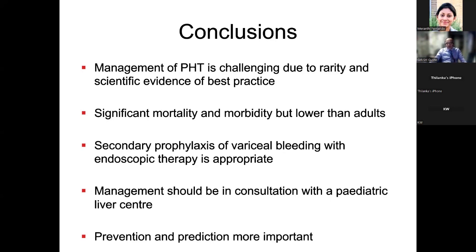There are so many avenues available for treatment that it is important to choose the right treatment for the right patient. And we hope that prevention and prediction will be more useful and more easily possible in the future.